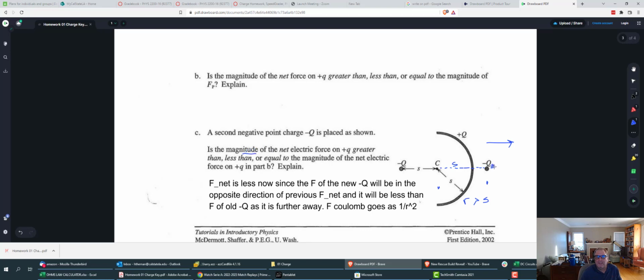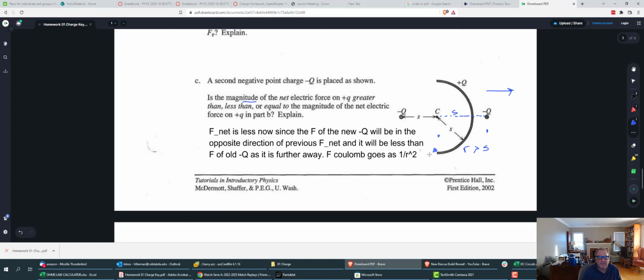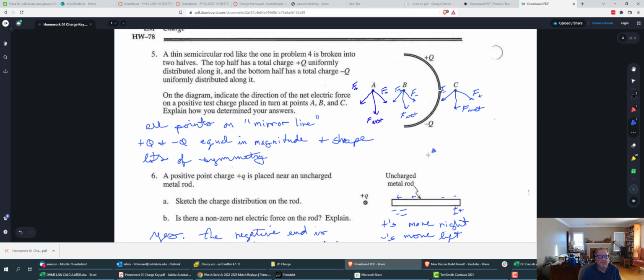If this negative Q was closer or bigger, then it could in fact produce a net force that's larger, but going to the right. But because it's the exact same charge, and it's got a distance that's greater, remember the 1 over r squared, that means that it can't reverse the F net. It'll just make the magnitude of F net less. And we got a couple more.